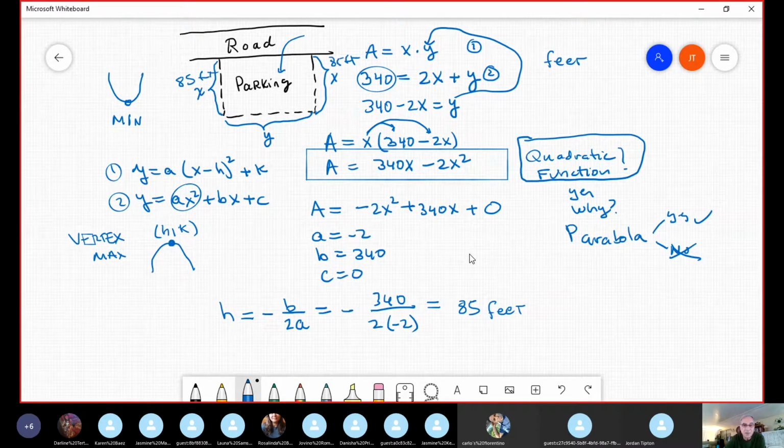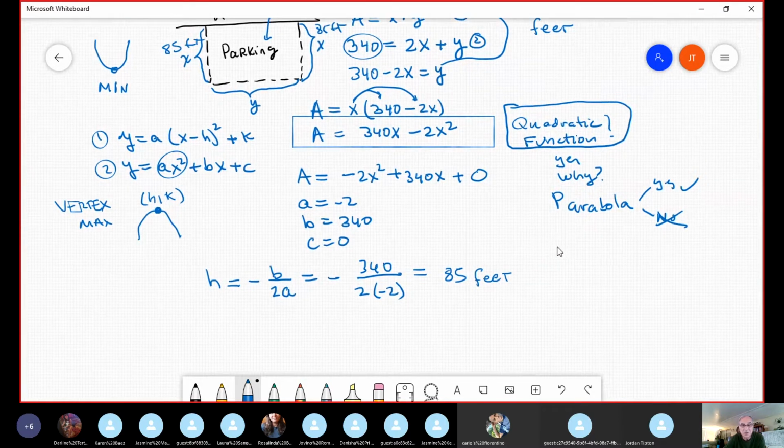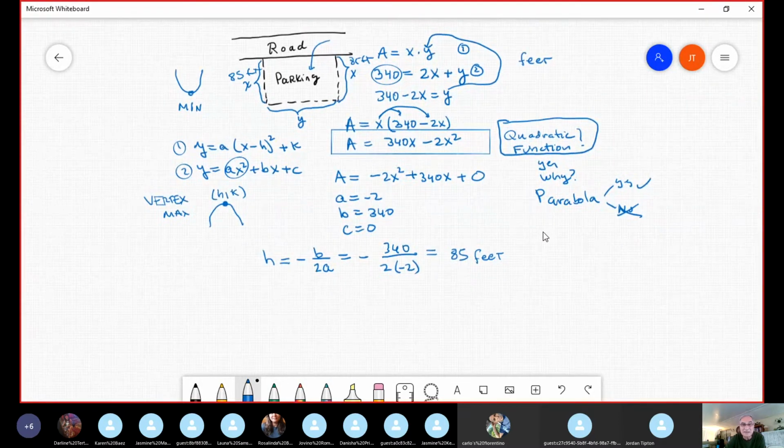In order to find the y value, you can use either equation. In my opinion, I use the easier equation. What's the easier equation? This equation, 340. In order to find y, this is x. How do you know it's x? Because remember, h is always the x component, and the y value is the k component. So y, this dimension of the rectangle, is found using the formula 340 minus 2 times 85.